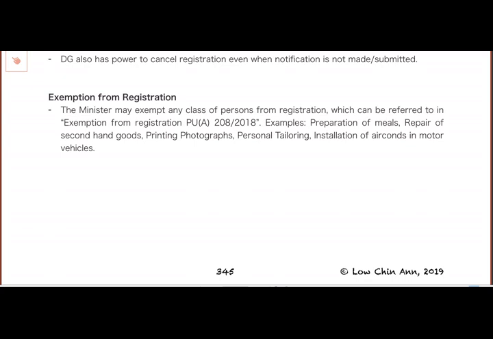Instead of listing down the whole thing, I just give some examples like preparation of meal, repairing second-hand goods, printing photograph, tailor, installing aircon in motor vehicles. These are all exempted, so you realize that even if you're involved in all these processes, you don't have to apply for sales tax. So, photostat machine, photostat center, they don't have to apply for sales tax, because it's under the exempted list.